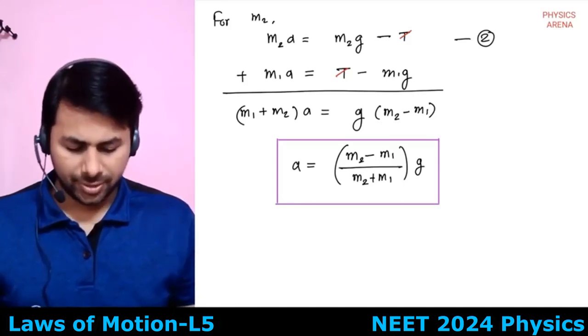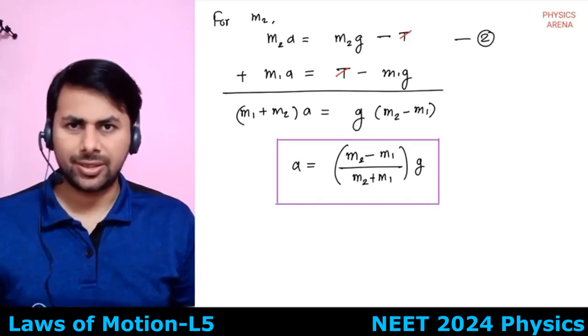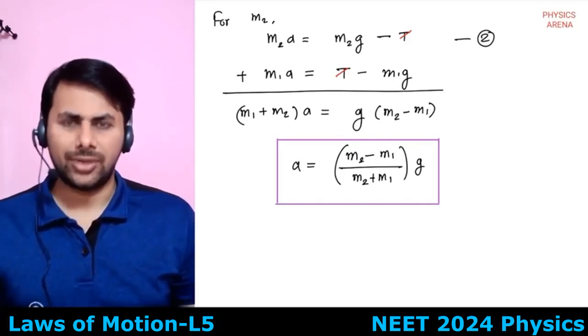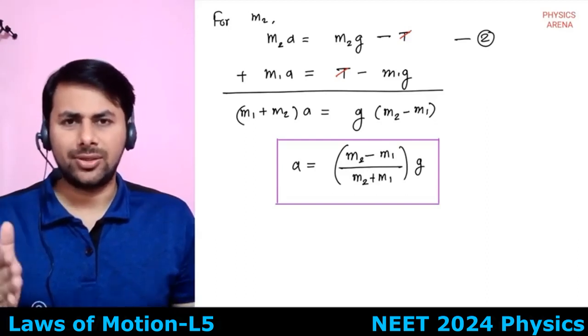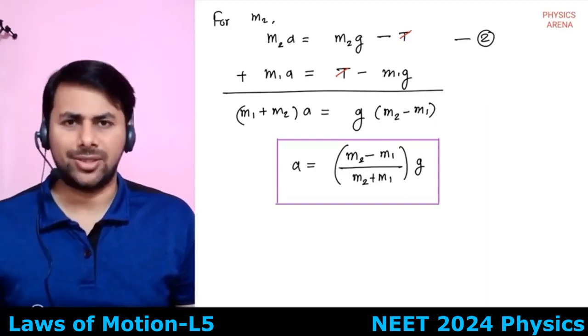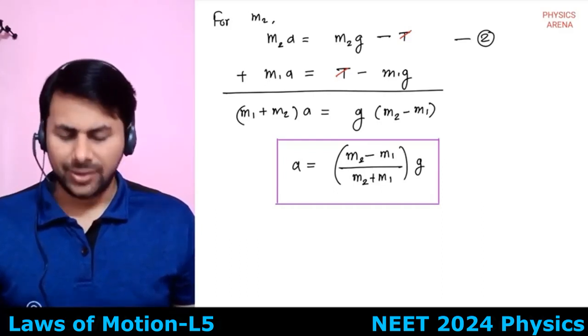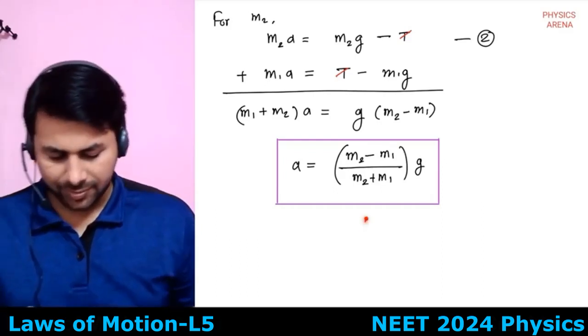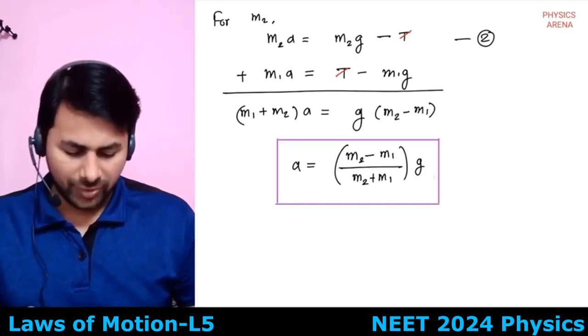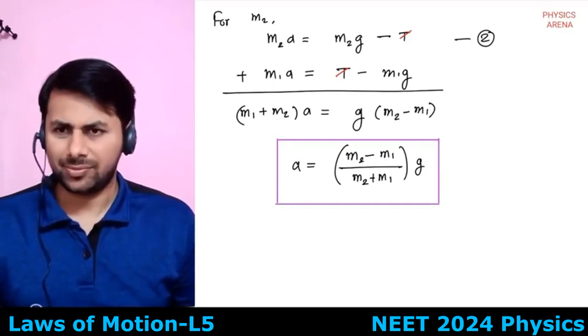In this case M2 is greater, but you can have M1 greater than M2. In that case the acceleration will be M1 minus M2 divided by M1 plus M2 multiplied by g. Is this formula clear? We have to memorize this formula.